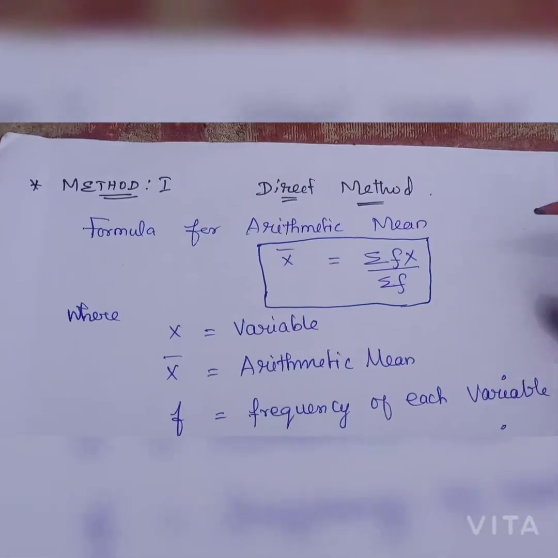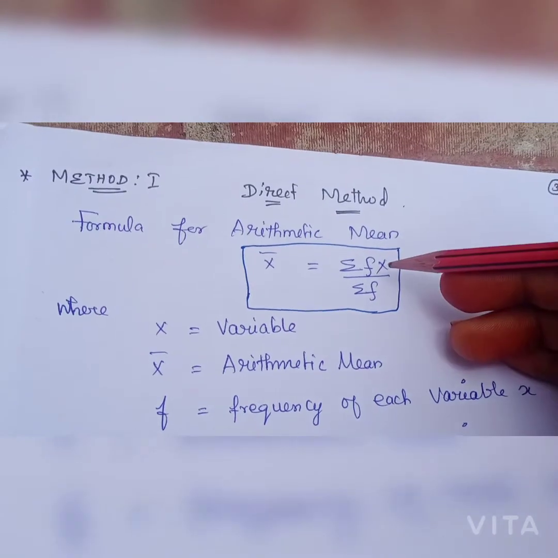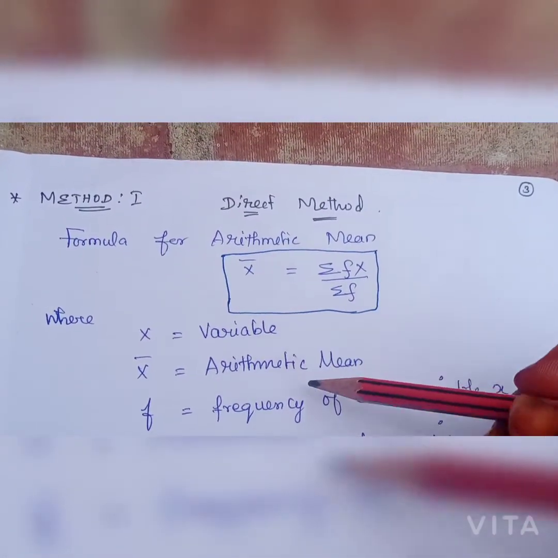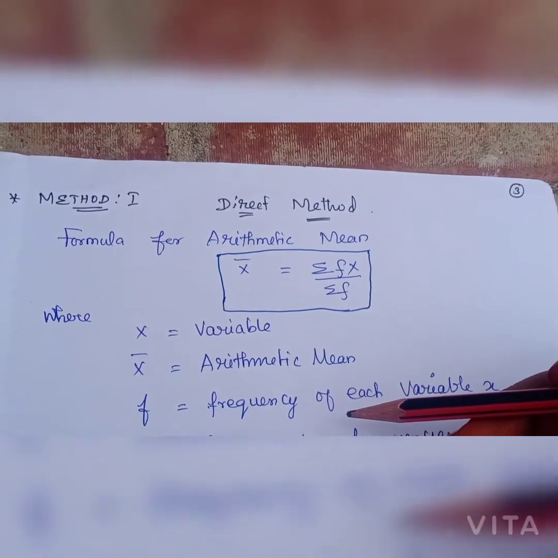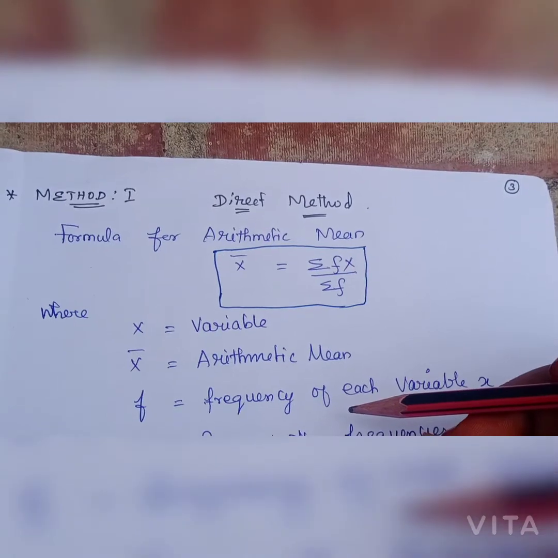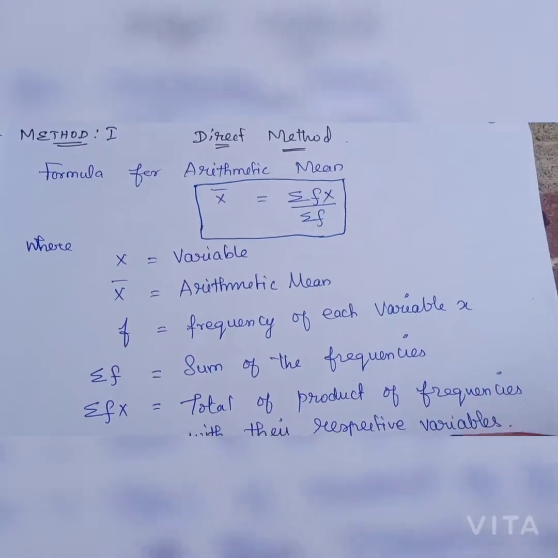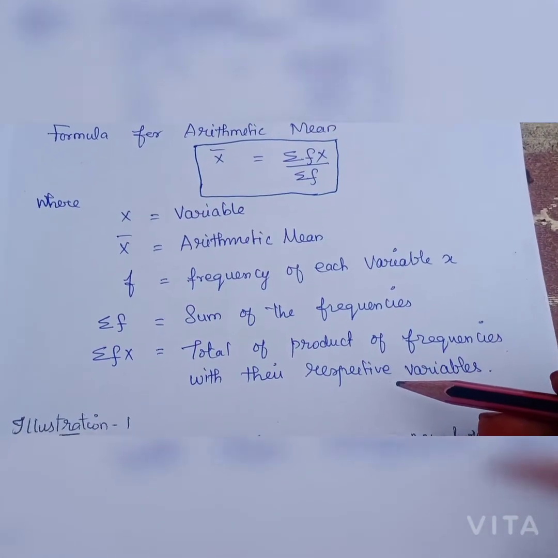Method 1, direct method. Formula for arithmetic mean: x bar is summation of fx by summation of f. Capital X is the variable, x bar is the arithmetic mean, f is the frequency of each variable, summation of f is the sum of the frequencies, and summation of fx is the total of the product of frequencies with their respective variables.